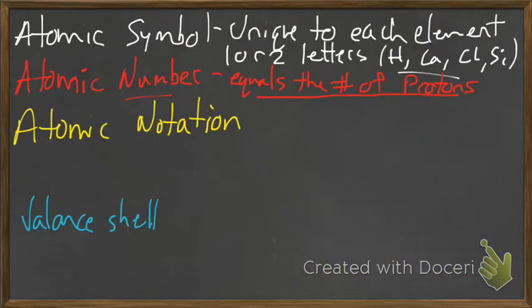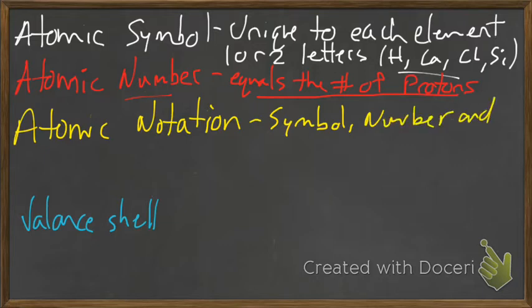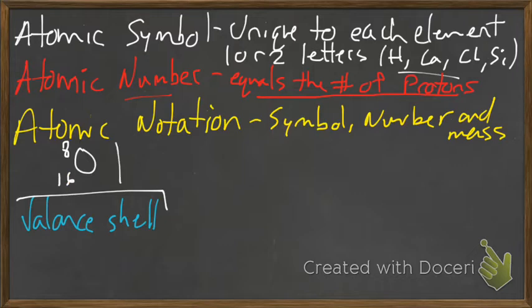The atomic notation, this is symbol, number, and mass. So, for example, I'm going to use oxygen again because oxygen is very easy to do. I'll do this in whites, and I'm just going to cover up that valence shell. Oxygen's symbol is O. It has an atomic number of 8 and a mass of 16.